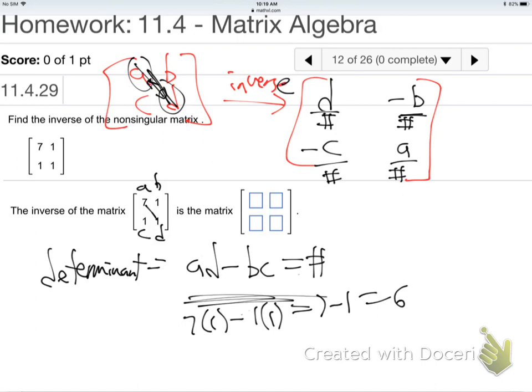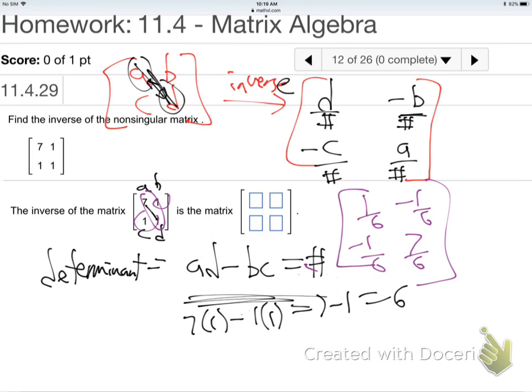But what do I do first? So you draw the matrix, you switch 7 to 1, put 1 here, 7 there, and you change the sign on the other 2, -1, -1, and then you divide all 4 by 6. There it is. That's the inverse matrix. That's the inverse of our original matrix. If you multiplied our original times that on your calculator, you would get the big 1. The 1's down the diagonal, 0's everywhere else. That's the inverse.